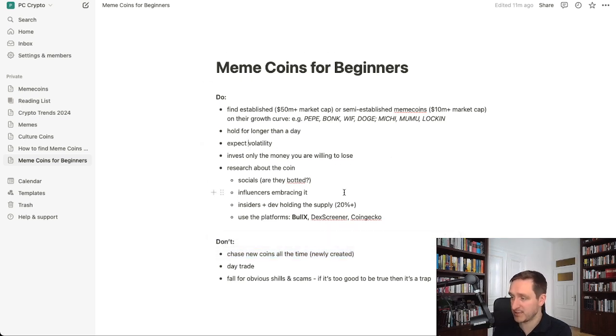That's the interesting part. Check the socials, whether they are botted. You can basically see the bots by people saying, oh, we're going to the moon, let's LFG, and other such things that have no really intrinsic value. There's nothing funny about them. They just keep repeating the same stuff.